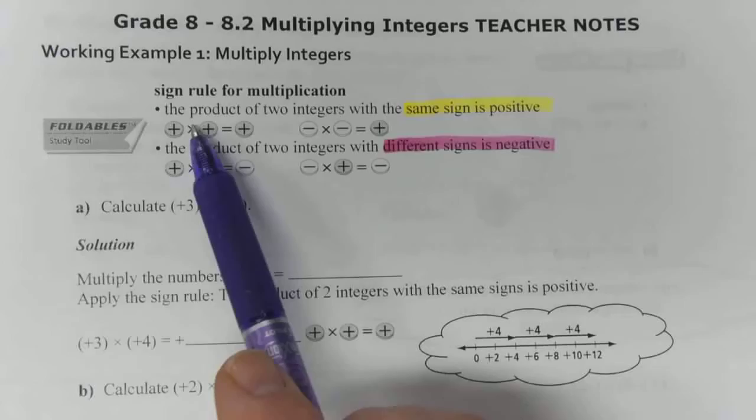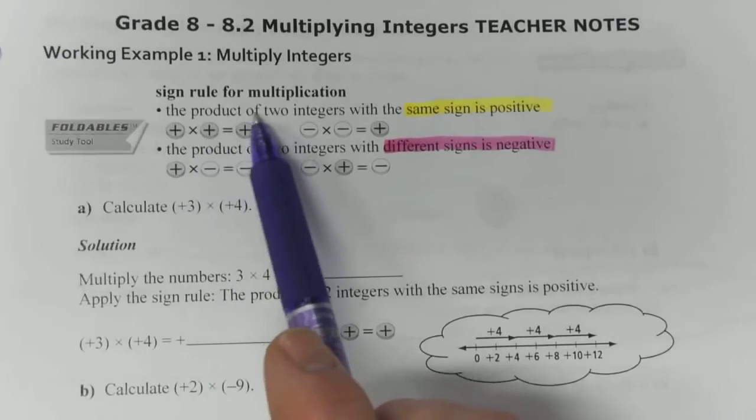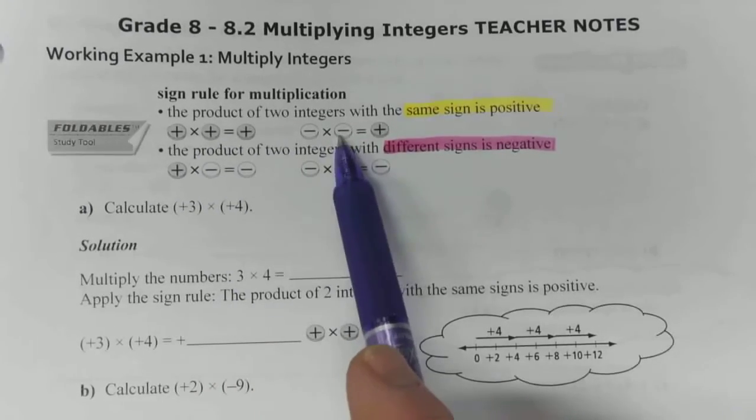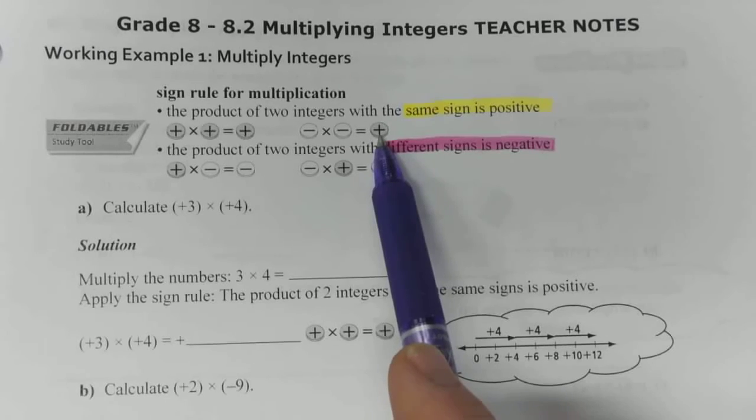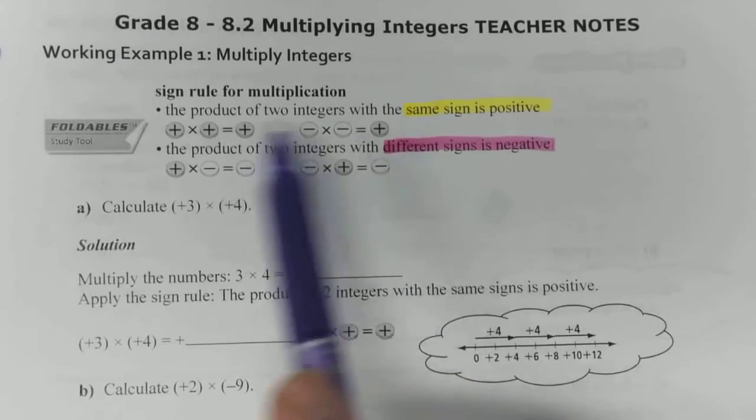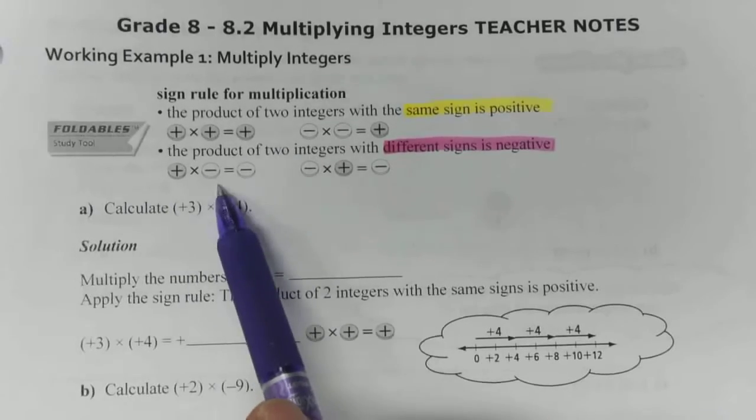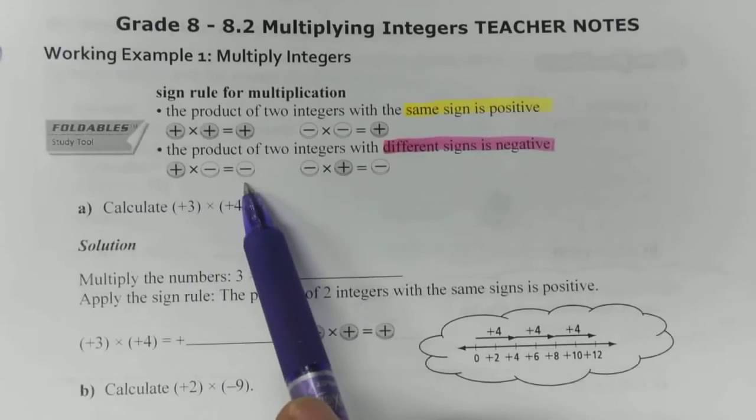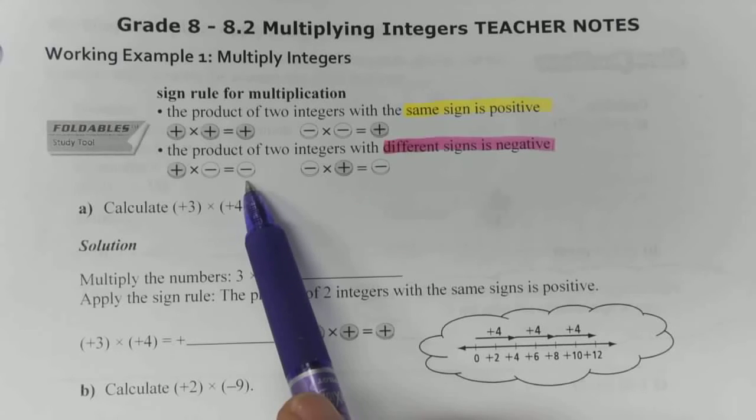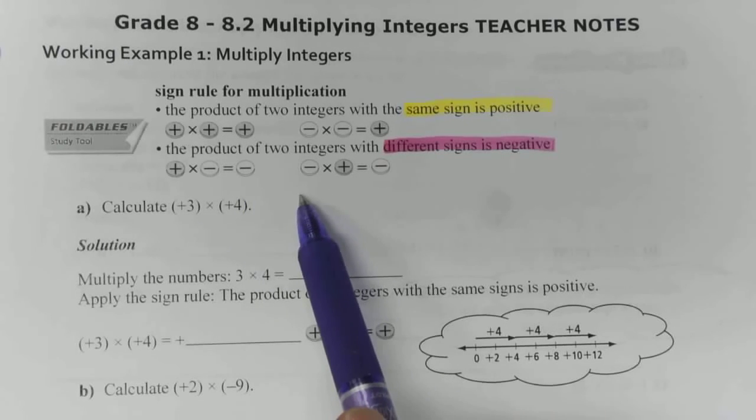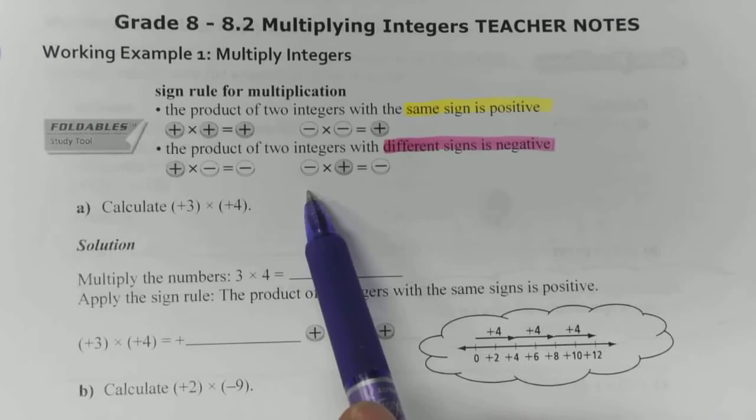If it's the same sign, so if they're both positive, then you have a positive answer, or if they're both negative, they have a positive answer. So it's kind of like 2 friends. If they're the same, they get along and everything's positive. If they're different and they don't get along, then that's a negative situation. So that's how I think of it.